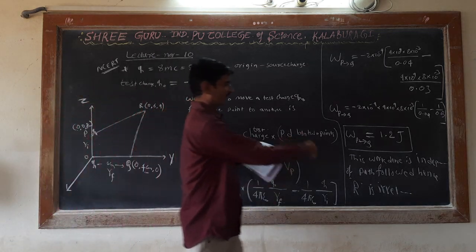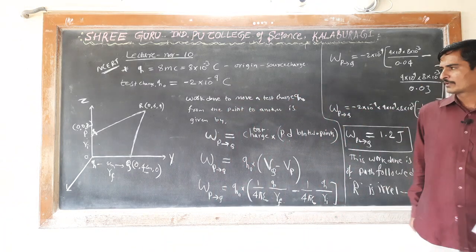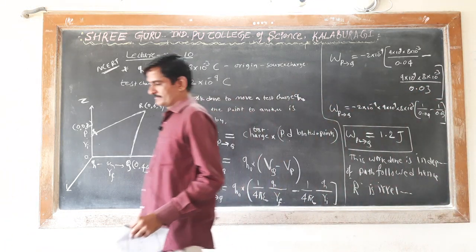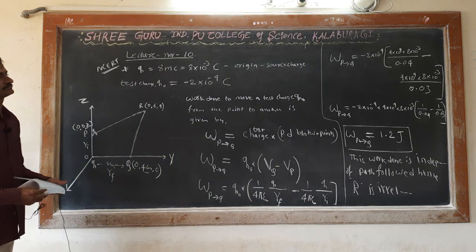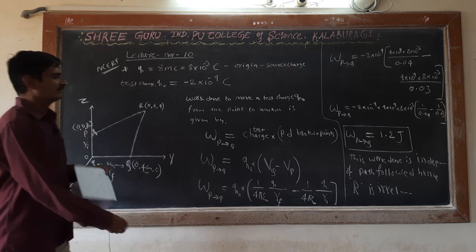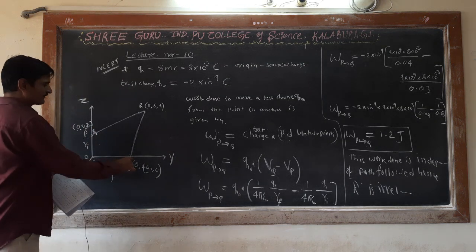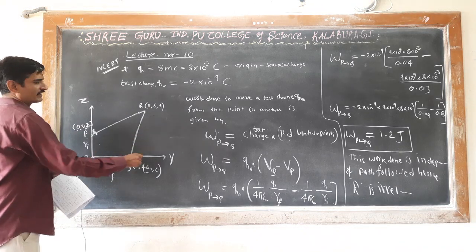Understood? So this is the question. How to solve? Understood? Okay. Simple question. We just have to identify this diagram and these distances, all the things. That's it.